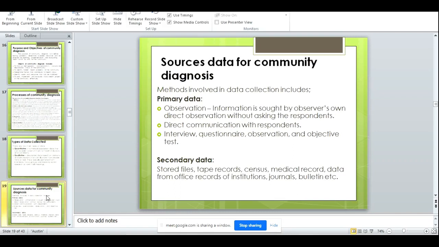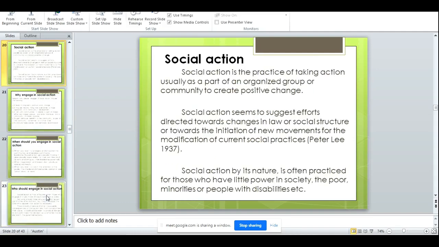So what are the data sources in community diagnosis? We have two main sources, the primary sources and the secondary sources. The primary sources are observation and direct communication with respondents, just like the questionnaires we spoke about. You want to go there and get it from them face to face. You can also get secondary data from information that has been stored in files, from tape recordings, from past censuses, from medical data that has been stored in databases. You can get data from offices, from office records of institutions, from journals, and from bulletins, etc.